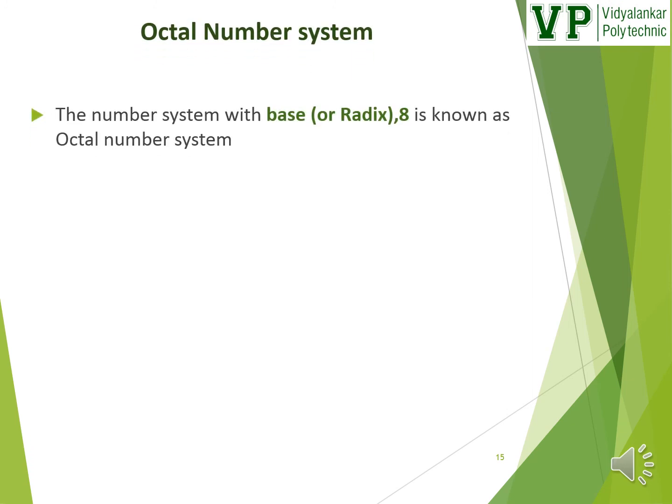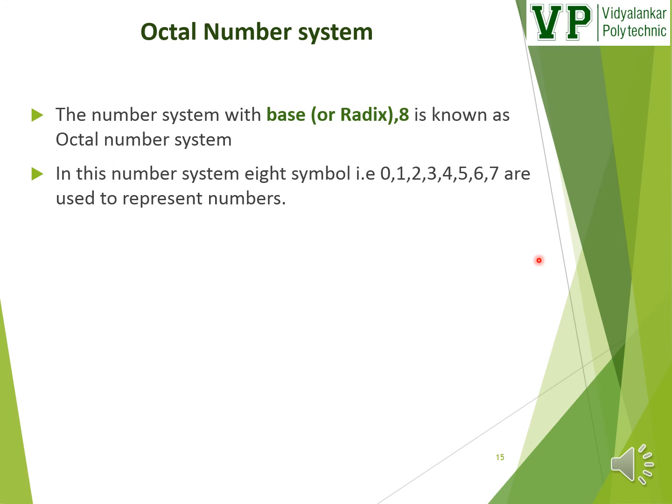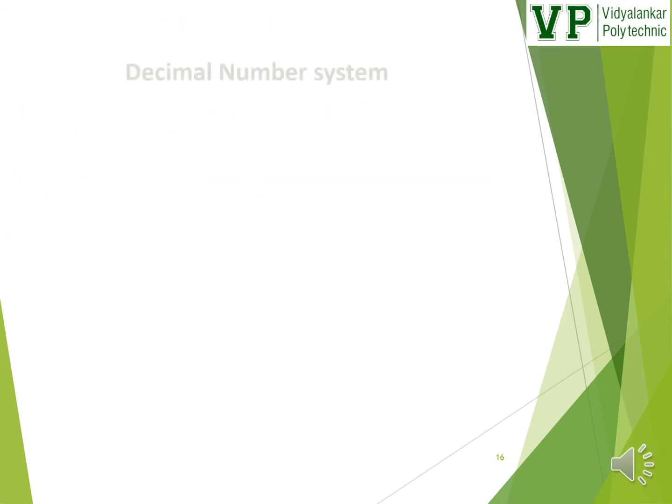Next, octal number system. Number system with the base 8 is known as octal number system. It consists of a total of 8 numbers. The numbers are from 0 to 7. Example of octal number system is 627.405 to the base 8. This number always consists of numbers from 0 to 7.